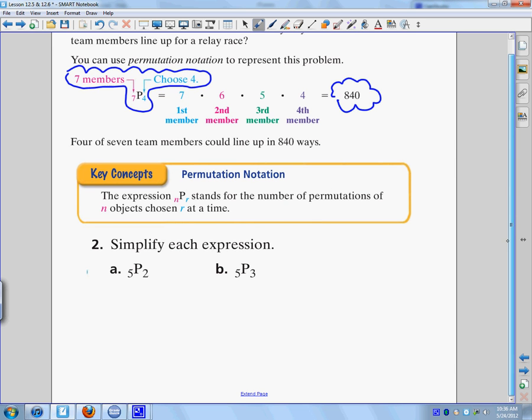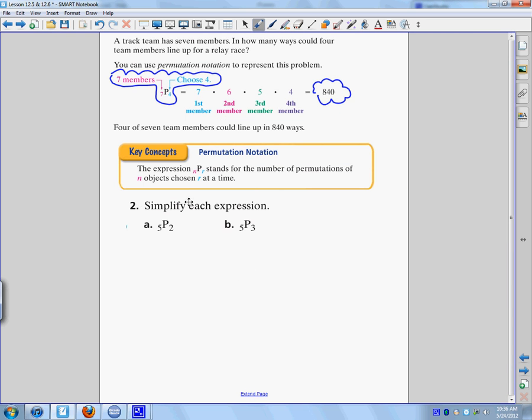So here's a couple examples. These should help you. Simplify each expression. 5 permutations of 2. What this means is I have 5 people and I want to choose 2. So all you have to do is 5 times 4. I don't do 5 times 2 because I'm not doing 2. I'm doing the next number down, which is 4, and 5 times 4 is 20. I have 2 spots to fill, 1, 2. That's where the 2 comes in, is how many places you need to fill.